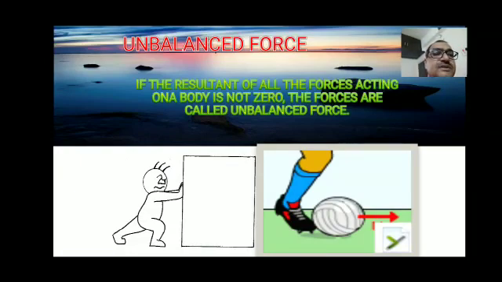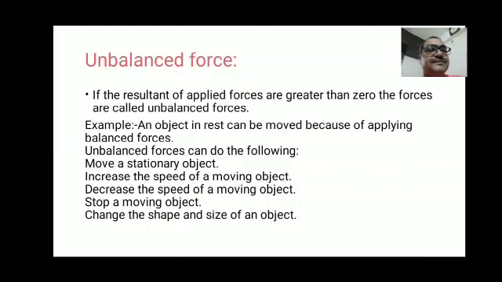Students, I will give an example. You can see it in the picture. When one person is pushing a block, the block moves. So that is called unbalanced force. And when a player applies force on a football, and the football moves, that is called unbalanced force. It means it is changing its position. The total force acting on the object is not zero, so that is called unbalanced force.